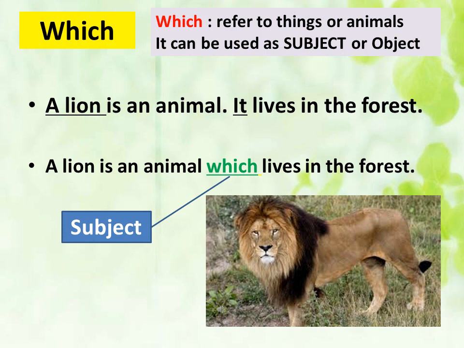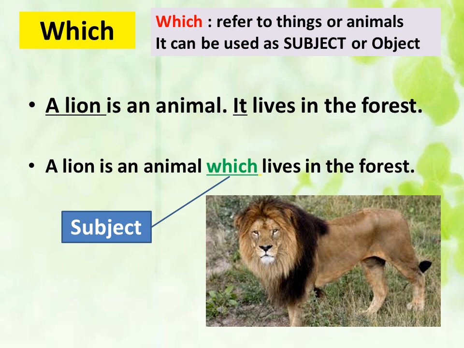A lion is an animal. It lives in the forest. لاحظوا هنا عندنا جوج جمل قصيرة نجمعهم في جملة مركبة. A lion is an animal. يعني it lives in the forest. يقطن في الغابة. So a lion is an animal which lives in the forest. So which modifies the animal, okay? So a lion is an animal which lives in the forest. هنا which جات as بالدور ديال subjects, okay?